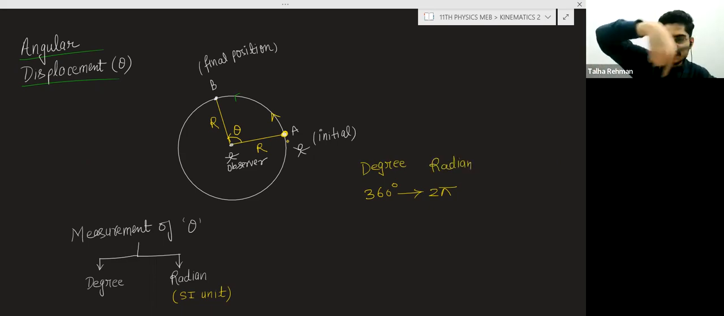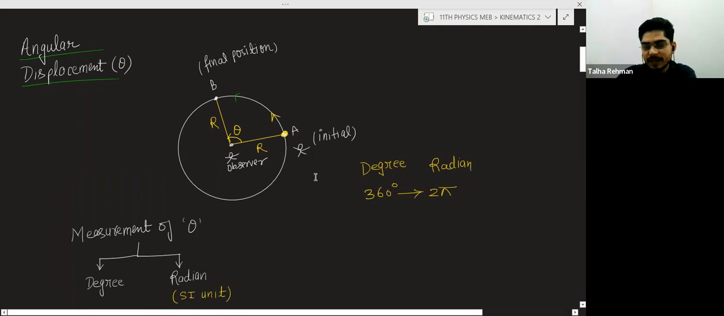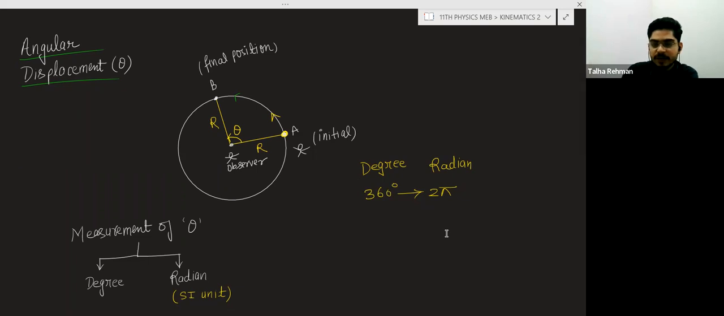For completing one circle, the angle covered by this person A will be 360 degrees, or in radian, 2 pi. So basically, for covering the length of 2 pi r, an angle of 2 pi will be covered.